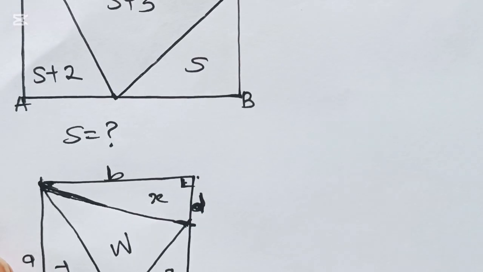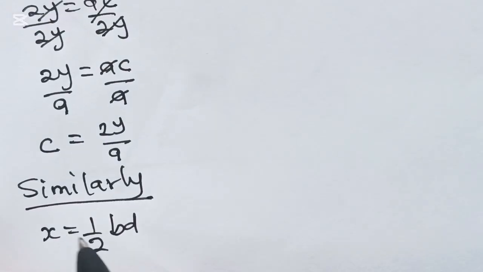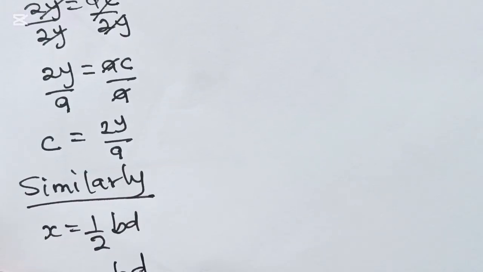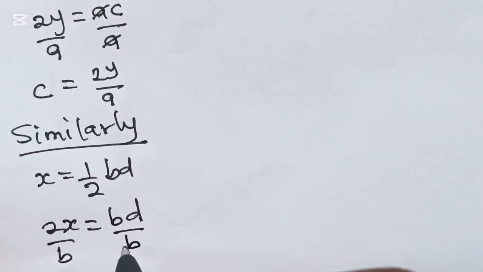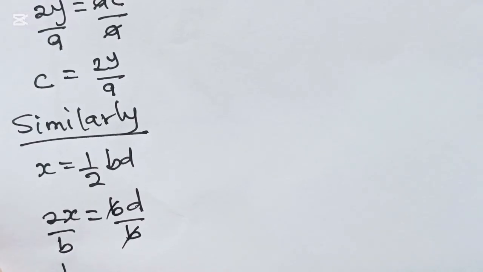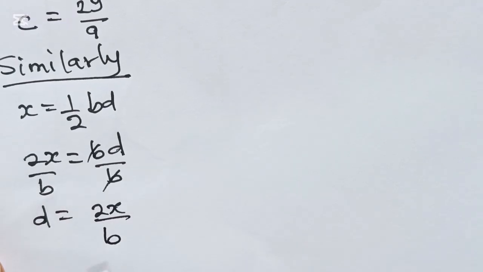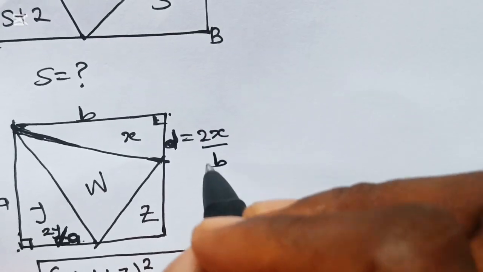Now I want to get the value of d. Yes, I want to get d. It's for a purpose as well. So to get d, if we cross multiply, we have 2x is equal to bd. So to get d, we divide both sides by b. So we have that d is equal to 2x divided by b. So we have this side d to be 2x divided by b.